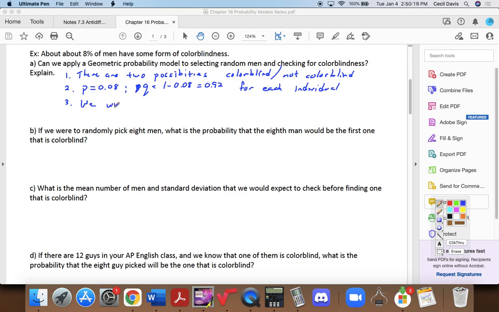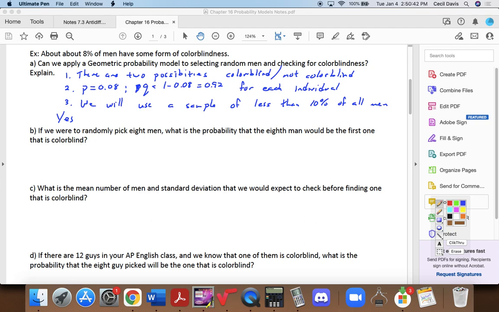So we will use a sample of less than 10% of all men. Like 9.9% or like 8%? Doesn't matter as long as it's less than 10%. Interesting. So the answer is yes.